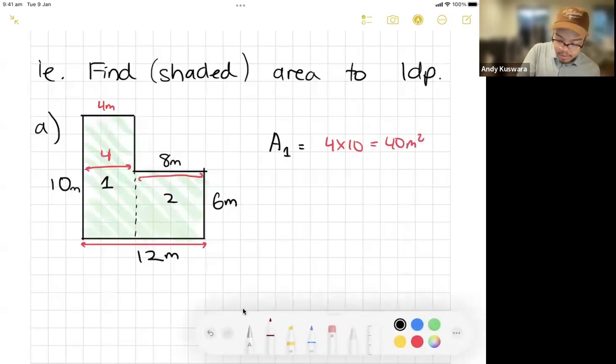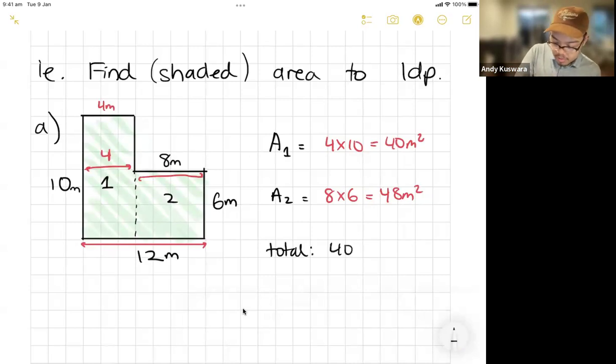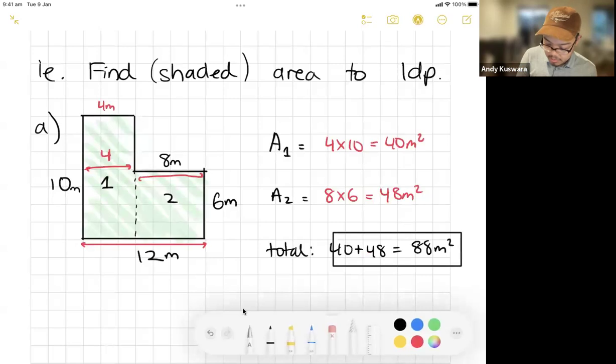Let's now talk about area 2. Area 2 is a little bit more straightforward. You can see it's 8 by 6. So I just go 8 by 6, which is 48 meters squared. Now I know that for my total area, I just add them together because they're two big areas. So 40 plus 48 equals 88 meters cubed. That there becomes your answer.